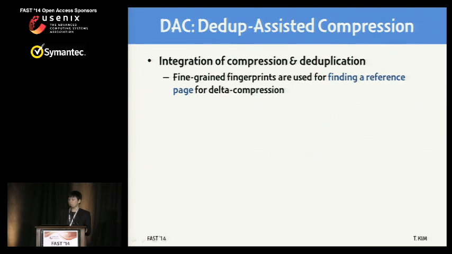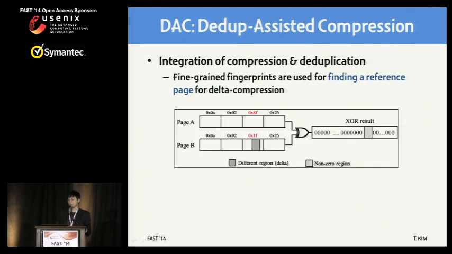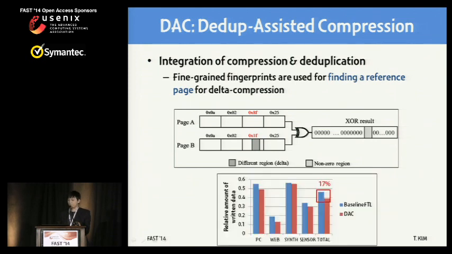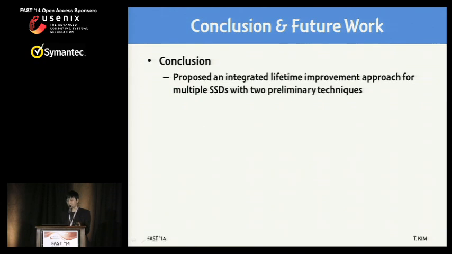Another technique for the integrated lifetime approach is dedupe-assisted compression, called DAC. DAC integrates delta compression and deduplication to achieve a higher compression ratio. In order to efficiently determine data similarity, it uses fine-grained fingerprinting. For example, if we compute a fingerprint for 1/4 of the data of each page, page B is selected as the reference page of page A since it contains 3 identical data chunks. By applying delta compression to pages A and B, we only need to write less than 1/4 of the data of a page. Using DAC, about 17% of data is reduced compared to compression after deduplication.